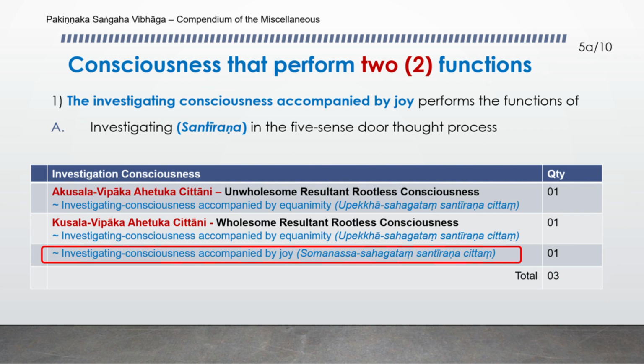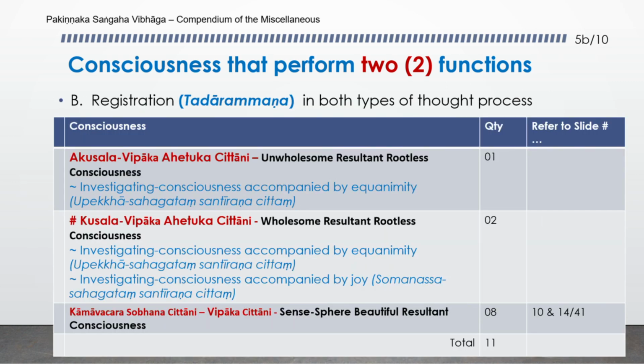And then we have the consciousness that perform 2 functions. Investigation consciousness accompanied by joy perform the function of investigation, the 5-door thought process. This is the 5 senses. And then also the realization of both types of thought process. Okay.